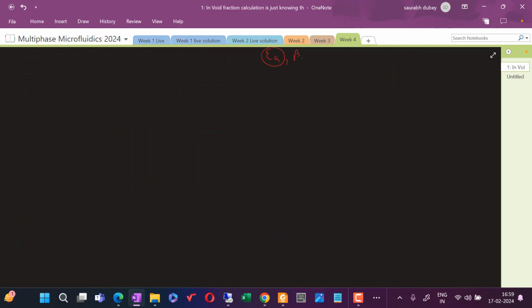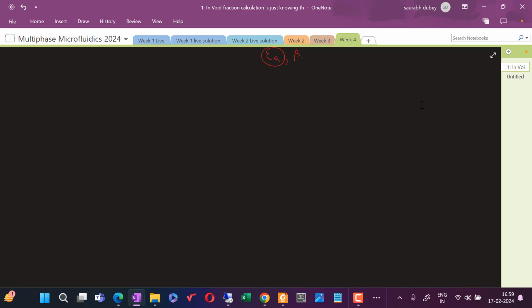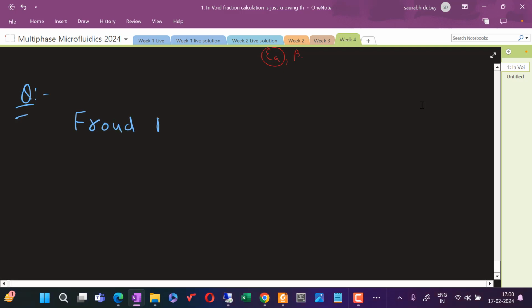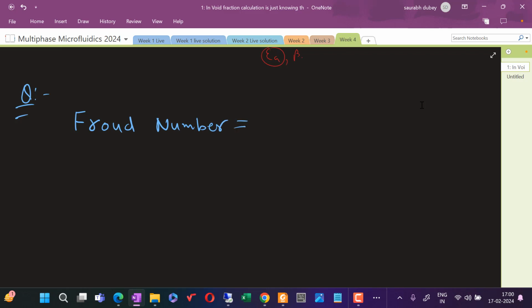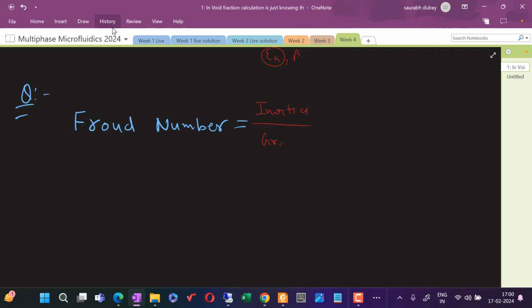Well, let's learn about the various dimensionless numbers, just to remind you what they were. Froude number. So what is the Froude number? Anyone? The Froude number is the ratio of inertia to gravity. And this actually comes out to be u square by g d.